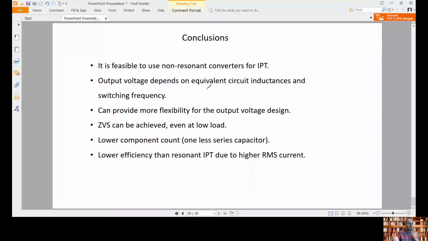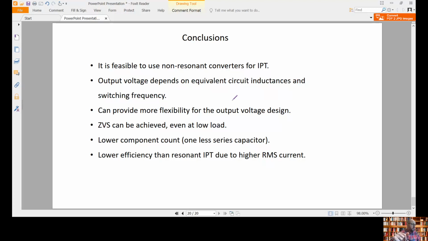Just for the conclusions, we can summarize that it is feasible to use non-resonant converters for inductive power transfer. The output voltage depends on the equivalent circuit inductances and also on the switching frequency. So this can provide more flexibility for the output voltage design compared with the resonant circuit. If we operate always at resonance, then we are always going to have the same value of the output voltage, and it depends only on the input voltage. It's going to behave exactly like a voltage source.